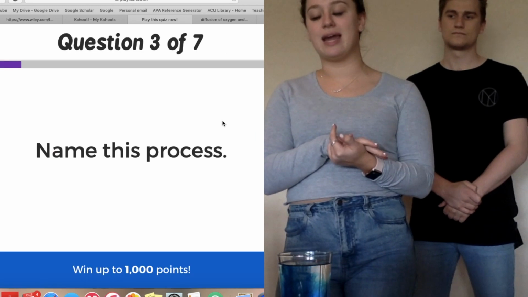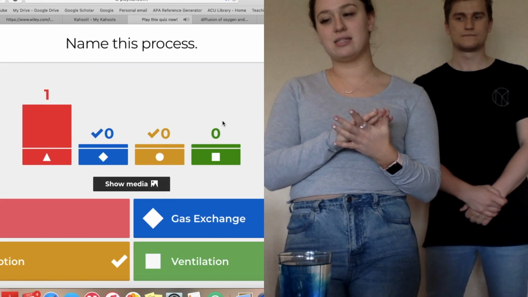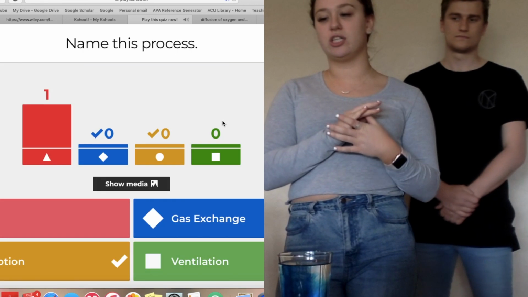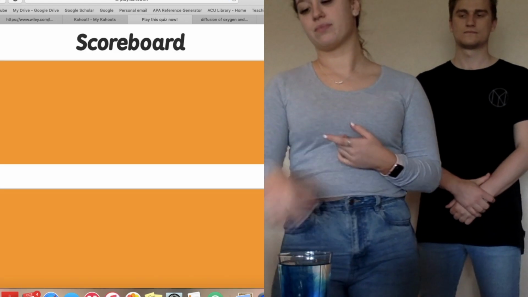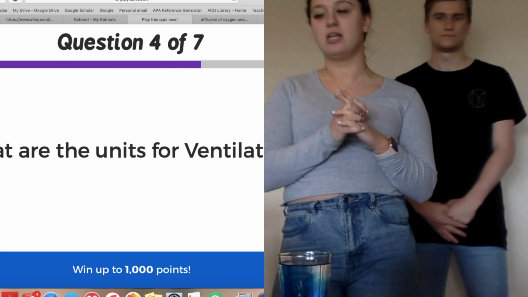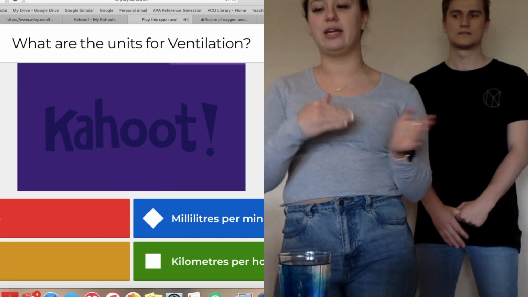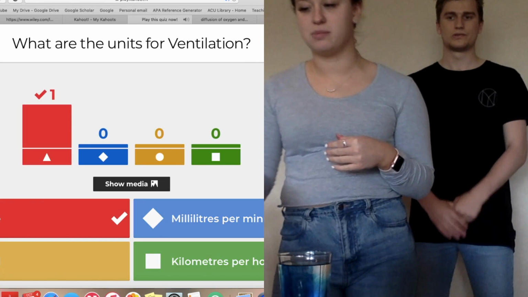So the next question: name this process. We've got an image: gas exchange, oxygen consumption, and ventilation. What are the units for ventilation? So what units are they found in? Litres per minute, millilitres per minute, litres per second, kilometres per hour.